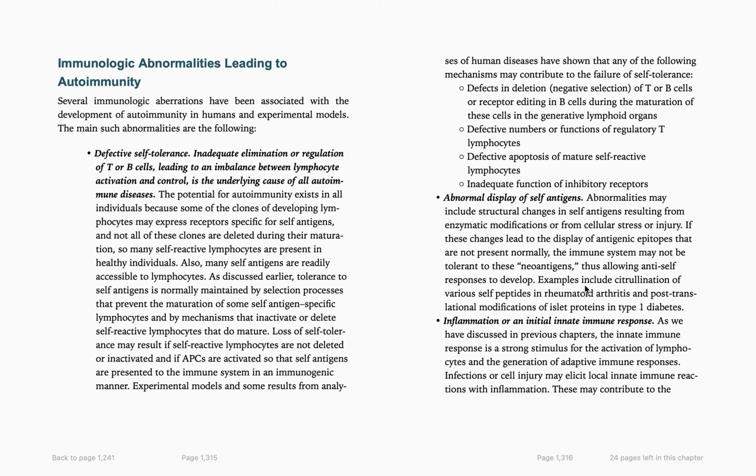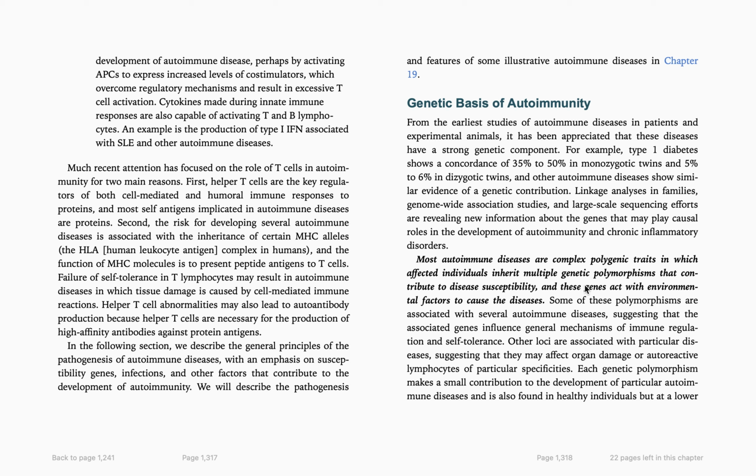Inflammation or initial innate immune response. As we have discussed in previous chapters, the innate immune response is a strong stimulus for the activation of lymphocytes and the generation of adaptive immune responses. Infection or cell injury may elicit a local innate immune reaction with inflammation. These may contribute to the development of autoimmune diseases, perhaps by activating antigen-presenting cells to express increased levels of co-stimulators, which overcome regulatory mechanisms and result in excessive T cell activation.